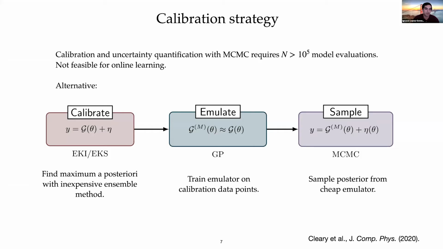An alternative to this approach would be to use the calibrate, emulate, sample approach, which has been recently proposed, in which at first we treat this as an optimization problem, where we just want to obtain a point estimate of the map. We can do this with inexpensive ensemble methods, such as ensemble Kalman inversion. After this, we use the data that we've generated in the ensemble process to train an emulator cheaper than the forward model. We can, for example, think about a Gaussian process or a neural net here. And then finally, we use that cheaper emulator to sample from the posterior. This is going to be much faster than sampling from the forward model, and in this later stage is where we obtain a measure of uncertainty for our model.